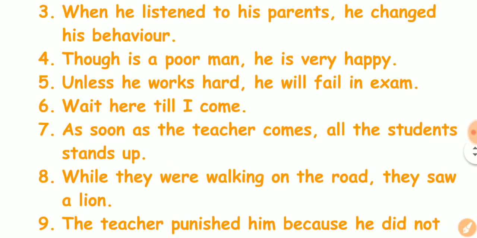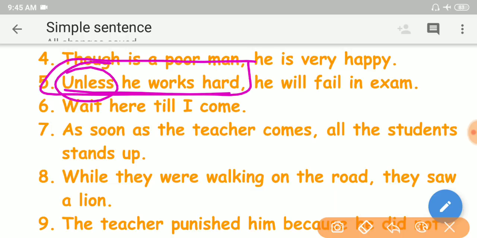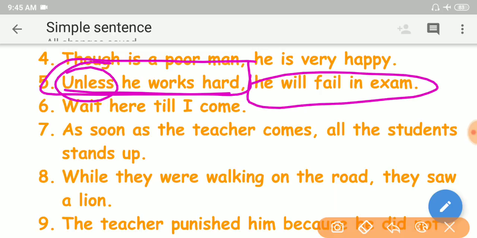So like this: unless he works hard, he will fail in the exam. "Unless" is the subordinate conjunction, and "unless he works hard" is the subordinate or dependent clause. "He will fail in the exam" is the independent clause. One dependent, one independent, so one subordinate clause and one main clause. That's why this is a complex sentence.